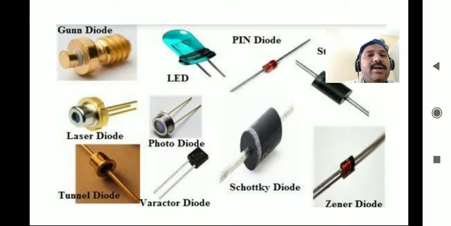Some of the parts made using semiconducting materials are used as electrical parts in making circuits or in computers: Gunn diode, LED, PIN diodes, and laser diodes. These are the diodes that are made using semiconducting materials.